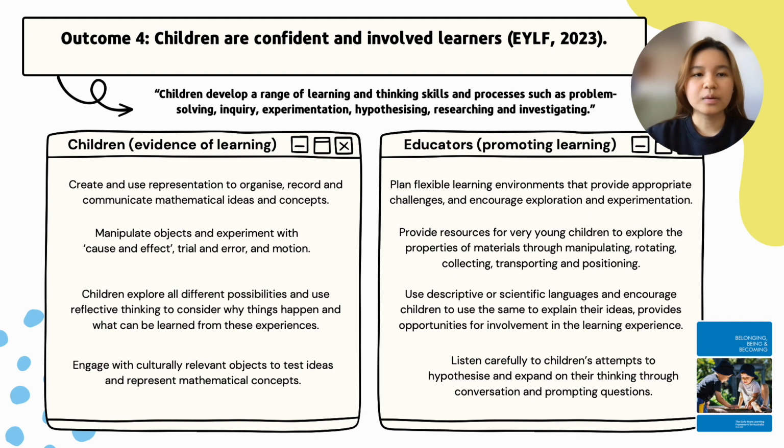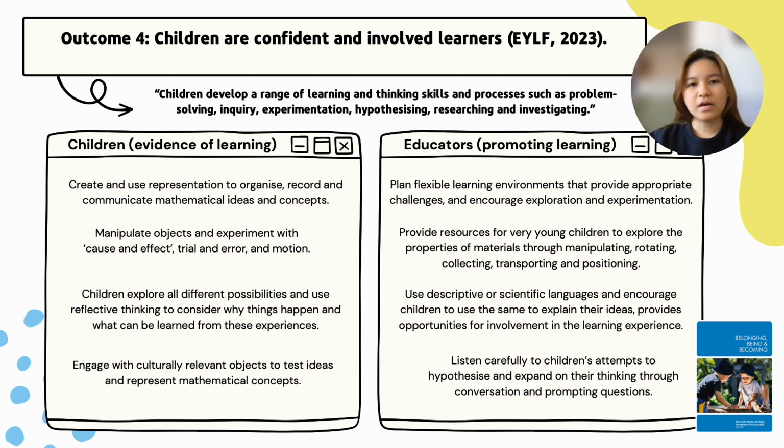Our conceptual play world is also linked to Outcome 4, children are confident and involved learners, from the Early Years Learning Framework. Here, children develop a range of learning and thinking skills and processes such as problem solving, inquiry, experimentation, hypothesizing, researching, and investigating. Children show evidence of learning by creating and using representations to organize, record, and communicate mathematical ideas and concepts. For example, children can use pencils and paper provided to record the depth of the bottle and figure out how long the fishing line needs to be.